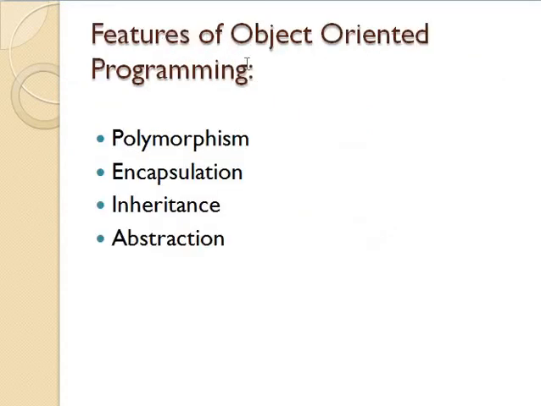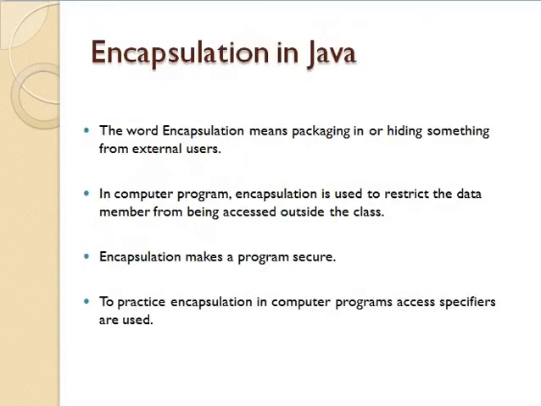These were the four features of object-oriented programming system: polymorphism, encapsulation, inheritance, and abstraction. I have already explained to you about the first feature called polymorphism in my earlier presentation. So today I will be explaining to you about the second and the third features of object-oriented programming system, which are encapsulation and inheritance. So let's start with encapsulation in Java.